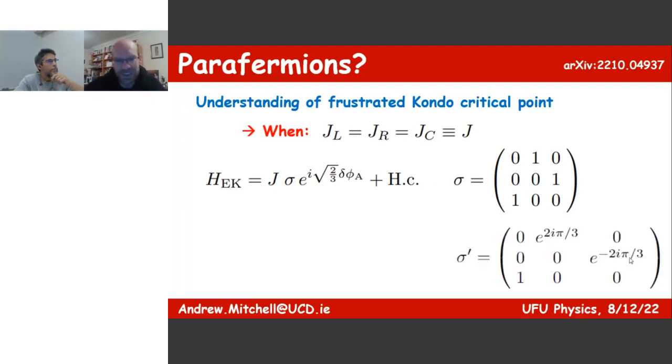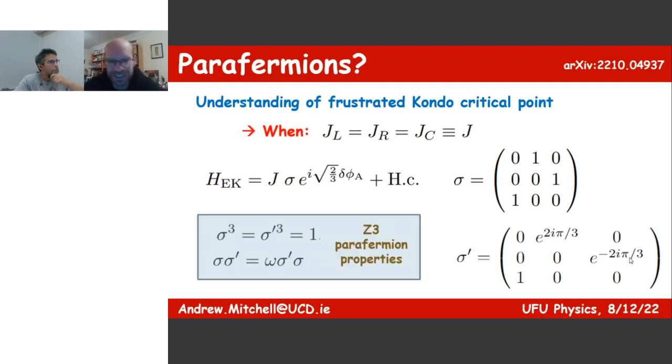Now, the nice thing is that I can write down another object, which I'm calling here sigma primed, which mathematically follows in this way. And this is another combination of these A, B, and C states, if you like. And the sigma and the sigma primed obey these Z3 parafermion properties. So if I cube them, I get one, both sigma and sigma primed, and they have these generalized commutation relations that I've written there. So sigma and sigma primed, if you like, are parafermions. There's two of them in the system, and they're parafermionic modes.